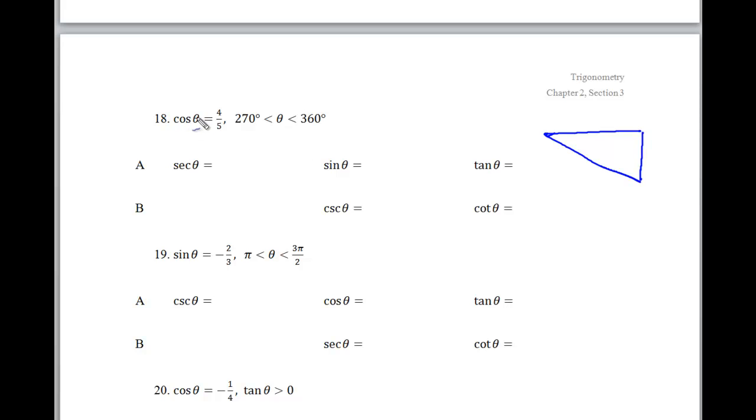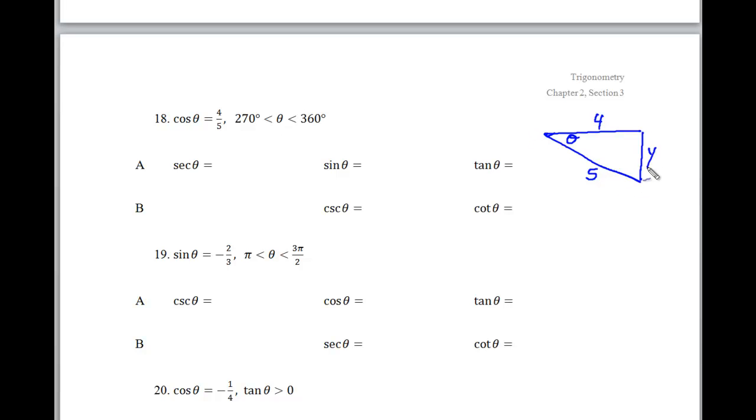We know cosine. The definition of cosine is going to be adjacent over hypotenuse. So the adjacent side to theta is 4, and our hypotenuse is 5. Notice they're both positive, because our x is positive and our hypotenuse is a positive distance.